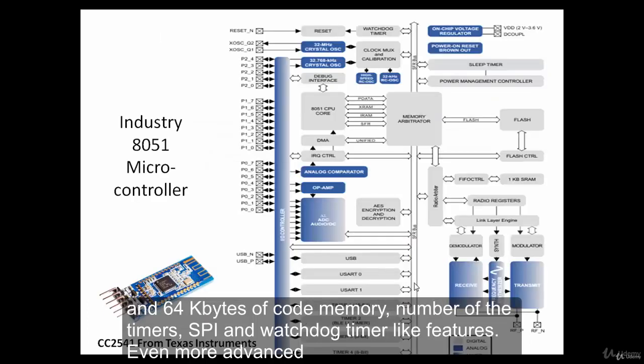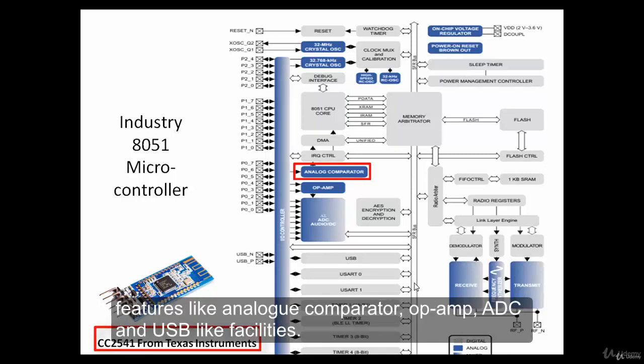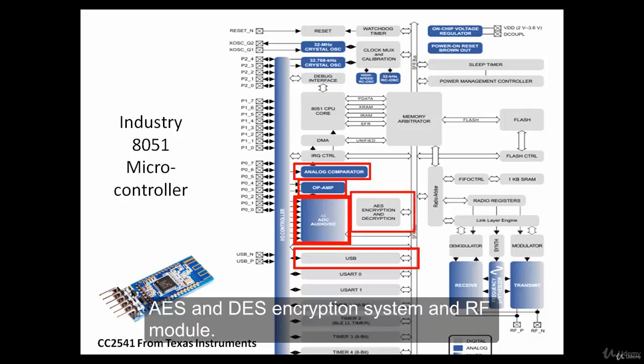Even more advanced 8051 microcontrollers like the CC2541 from Texas Instruments contain advanced features like analog comparator, op-amp, ADC, USB-like facilities, and even more advanced features like AES and DES encryption systems and RF modules.